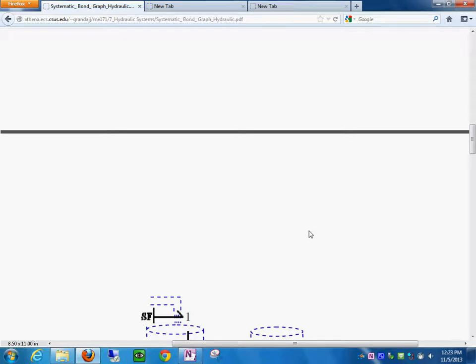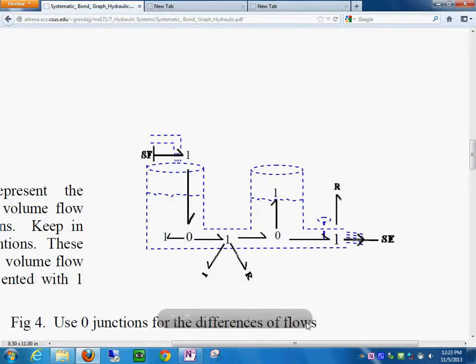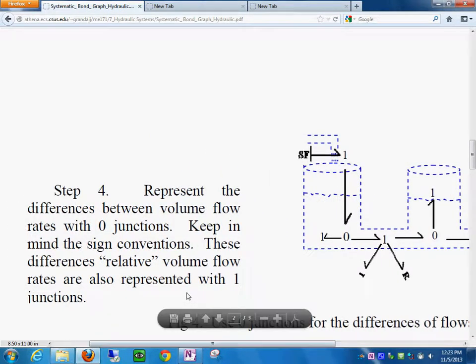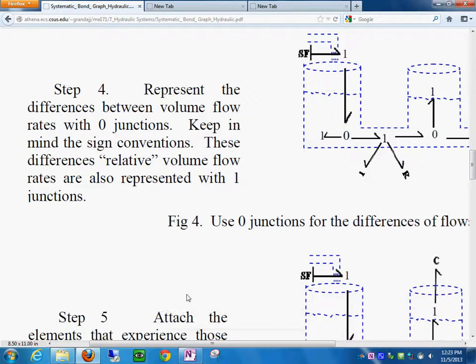Step number 3. We had, like on a mechanical system, to use zero junctions for the difference in velocities. On an electrical system it was to use zero junctions with difference in currents. Now here, zero junctions with difference in volume flow rates. So in this case, we say, okay, this is one flow, and this is another flow. So the difference between this and this is going to be this flow.